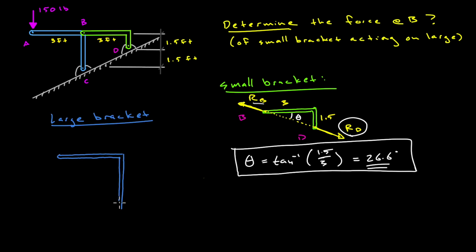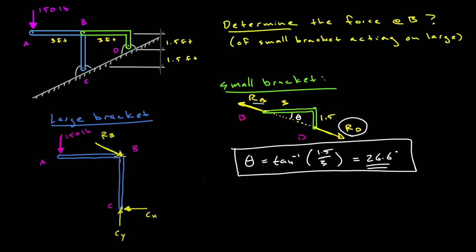Okay, so this is the free body diagram for the larger bracket, bracket ABC. And what we can see here is in addition to the 150-pound force applied at point A, we also have a reaction at C. Again, because this is a hinge support, we're going to have a reaction in both X and Y directions. And then of course we're going to have R sub B, the reaction at point B.